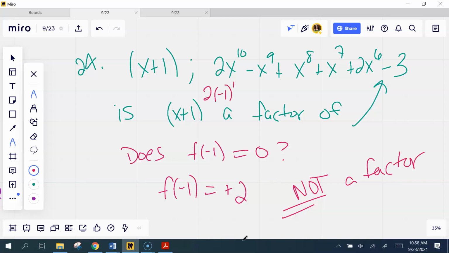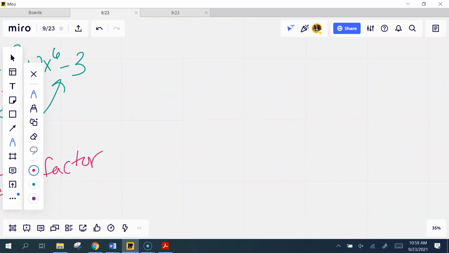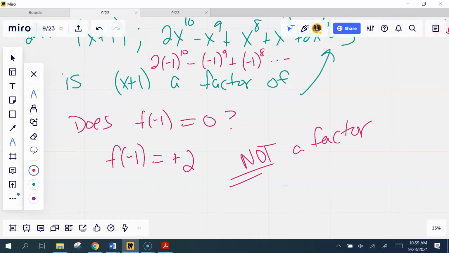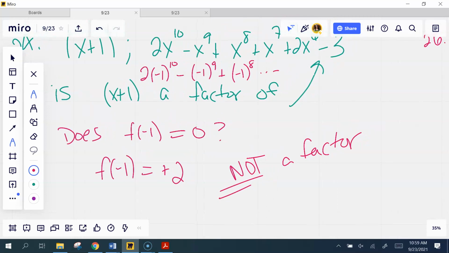So do 2 times negative 1 to the 10th minus negative 1 to the 10th. Plugging negative 1 in there. Make sure your -1 in the front is in parentheses. You're checking to see if it equals 0. So if it equals 0, it's a factor. If it doesn't equal 0, it's not a factor. So this was not a factor because it did not equal. Somebody asked me to go back a second, Brett.